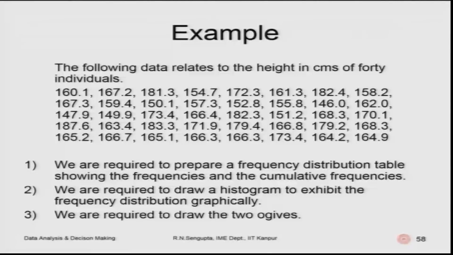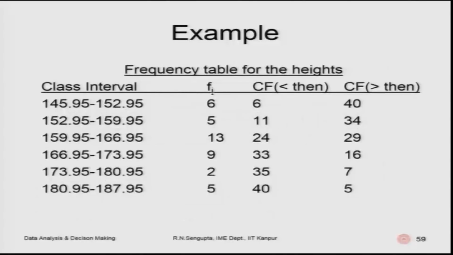We are required to prepare a frequency distribution table showing the frequencies and the cumulative frequencies. We are also required to draw a histogram to exhibit the frequency distribution graphically, and to draw the ogive curves. So, we will try to do the problem accordingly. Now we draw the frequency table for the heights, and let us assume the class intervals, given in the leftmost column, are from 145.95 to 152.95. The next one is 152.95 to 159.95, and so on, till the last class interval, which is 180.95 to 187.95.